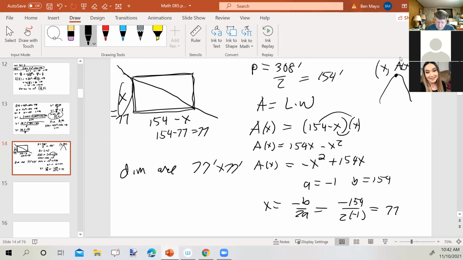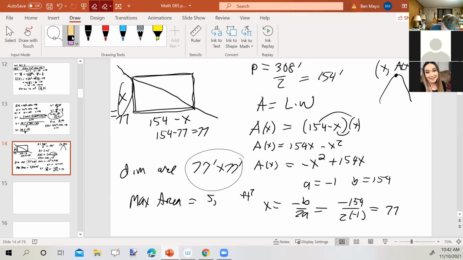Okay, now the maximum area, we could find it two different ways. We could just take the length times the width. Let's do that. We get 77 times 77, so max area is 5,929 square feet.